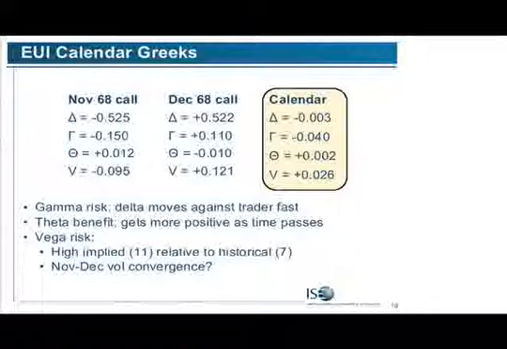So I have two options here. I'm short the November 68 calls. I'm long the December 68 calls. And what we do with spreads when we observe the Greeks is that we net them out. So I'm short 0.525 deltas in the November 68 calls, and I'm long 0.522 deltas in the December 68 calls. So I have a net delta of just about 0. Now, for those of you who aren't familiar with delta, that's a measure of the option value sensitivity to changes in the underlying currency.